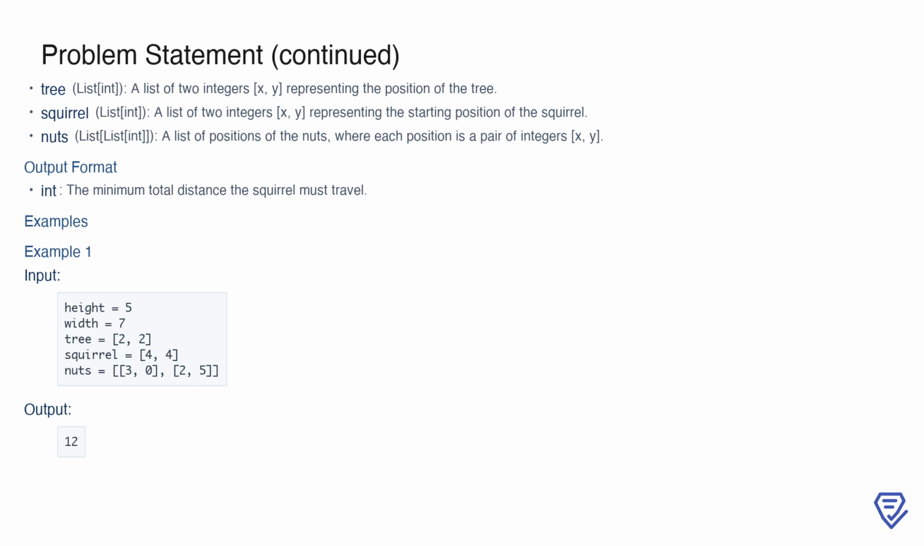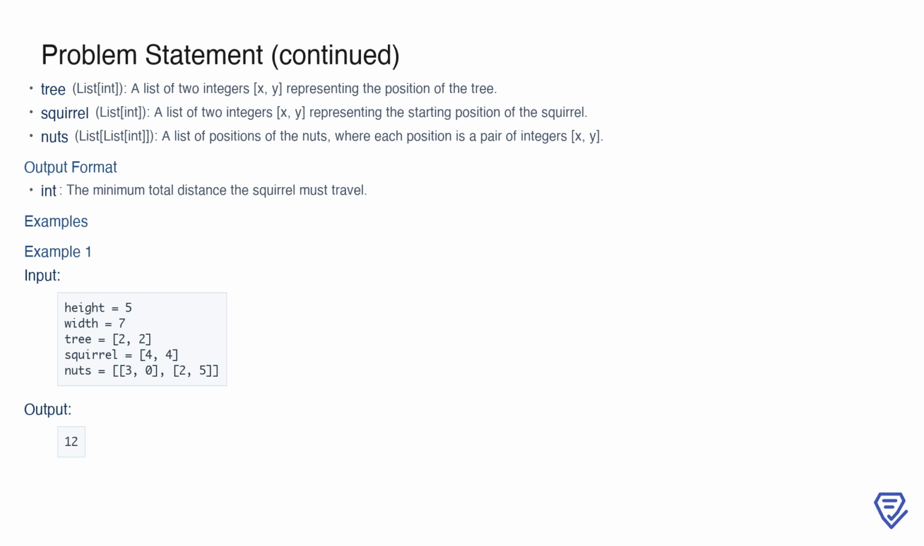To solve the problem, we need to work with the following inputs: the height and width of the grid, which define its dimensions. Additionally, we are provided with the position of the tree as a list of two integers, x, y, the starting position of the squirrel as another list of two integers, x, y, and the positions of the nuts, which are given as a list of multiple x, y pairs. The output of our solution will be a single integer representing the minimum total distance the squirrel needs to travel to collect all the nuts and store them in the tree.